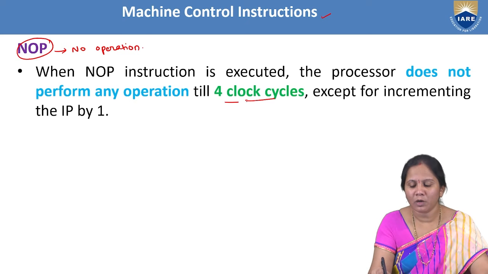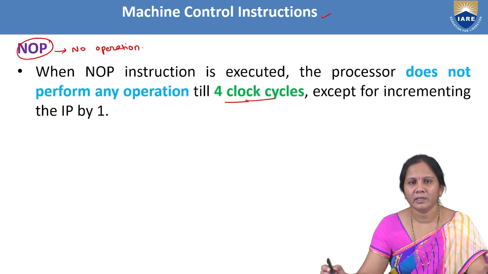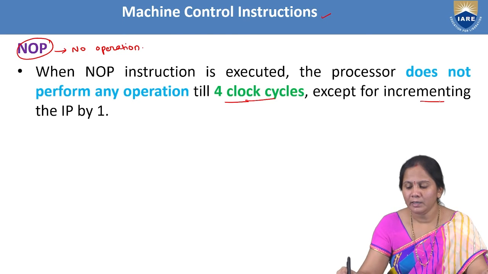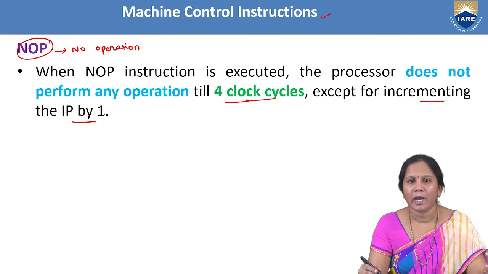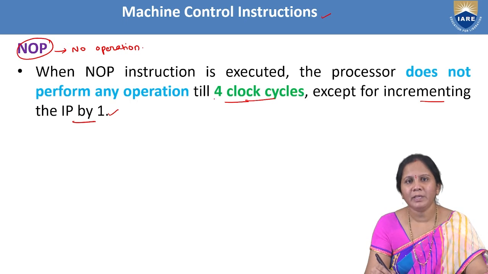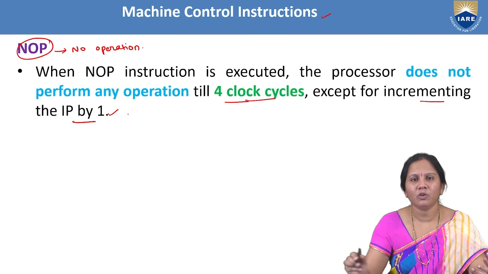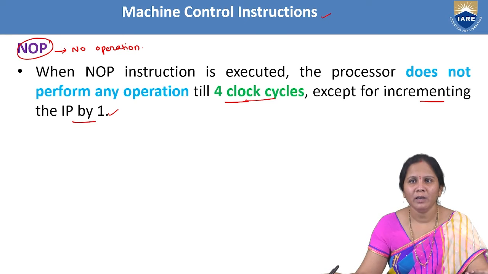Up to 4 clock cycles of execution, no register contents will be incremented, nothing will be done. Except that it will keep on incrementing the value of IP by 1. So when this NOP instruction is executed, only IP contents will be incremented by 1. As we know, the IP register, the instruction pointer register, holds the address of the next instruction that is going to be executed. Everything will be idle, but only the contents of IP will keep incrementing by 1 automatically.